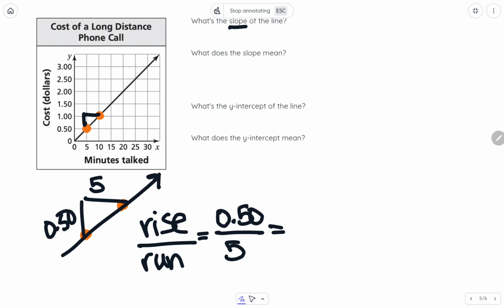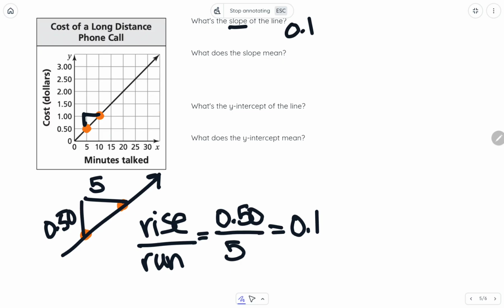Oh, I should have put a calculator on this screen too, but I didn't. So I'm going to do that in my calculator, and you should too, just to double check my work. Hold on. 0.5 divided by 5. So our slope is 0.1. So our slope is 0.1.